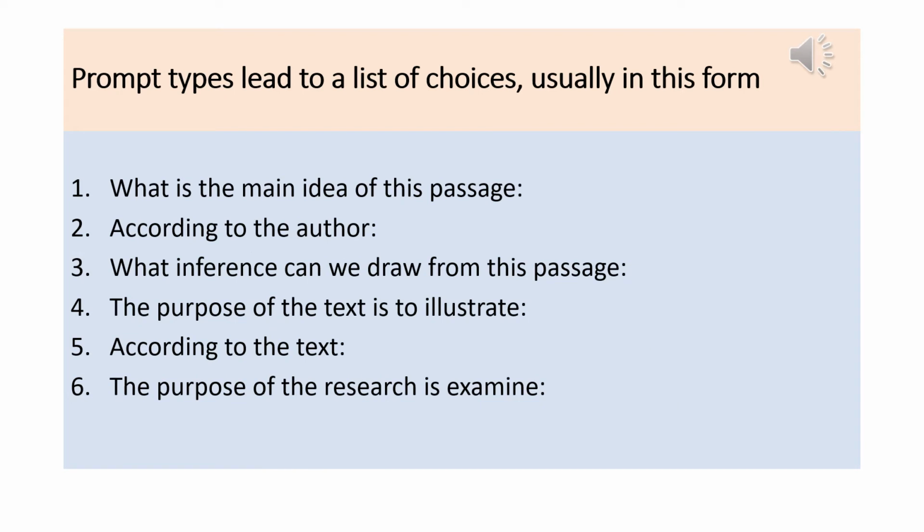The prompt types are usually written this way with a colon, and they lead to the list of choices that you have. So it'll say, what is the main idea of this passage, colon, or according to the author, colon. And what follows will be your list of 3 to 5 choices.